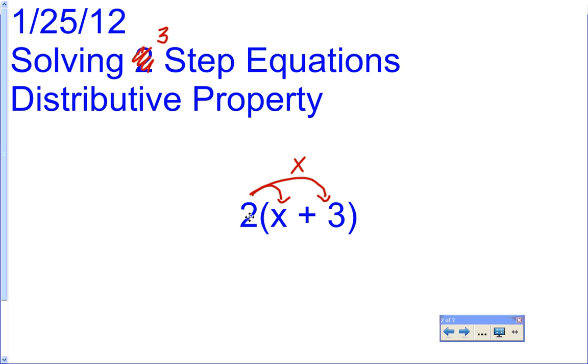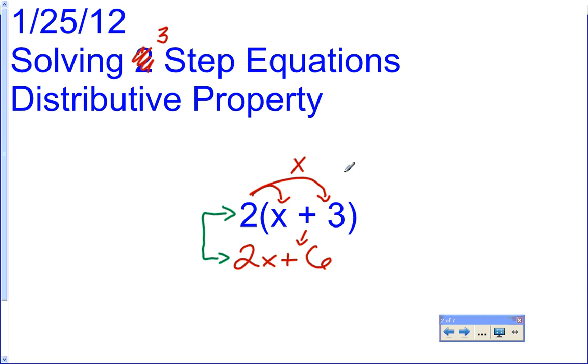So what do we end up with? 2 times x is 2x. I'm just going to simply bring down the plus sign. 2 times 3 is 6, and I'm done. Again, I'm not solving equations here. I'm just applying the distributive property. These two things are equivalent. They're the same. So what did I do? All I did was get rid of the parentheses. Why did I do that?